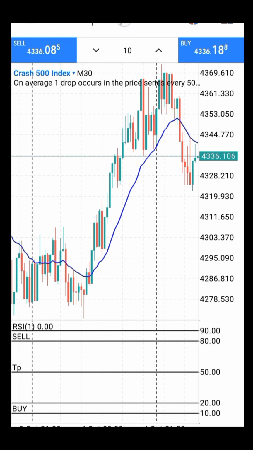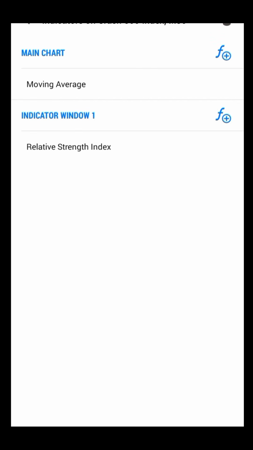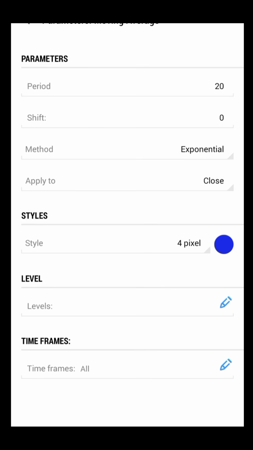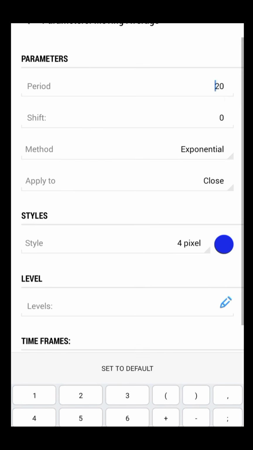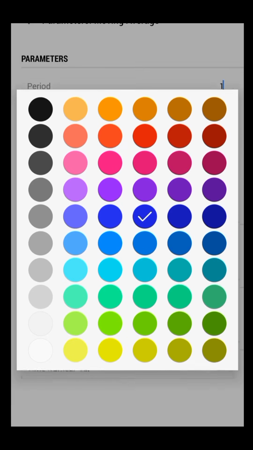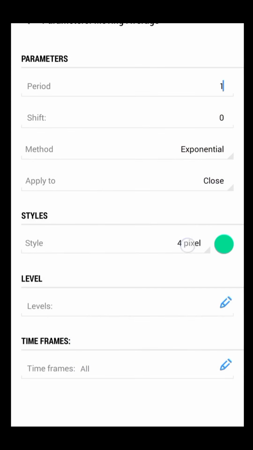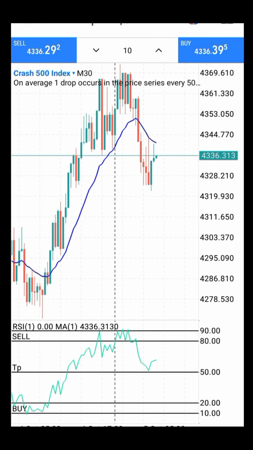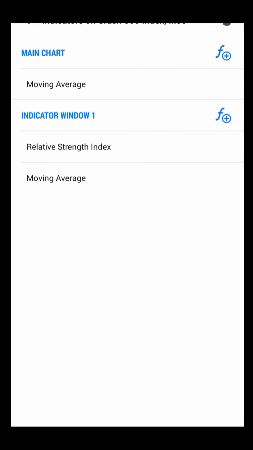So we go back to the indicator window, and then we add a moving average. The first moving average we are going to add is the fast moving average, which is period 1. Shift 0, method exponential, apply to close. I like using green for the fast EMA. Let me reduce the thickness to 2. Leave it like this, then click on done. If you go back to your chart, you should see something like this. So let's go back to the indicator.